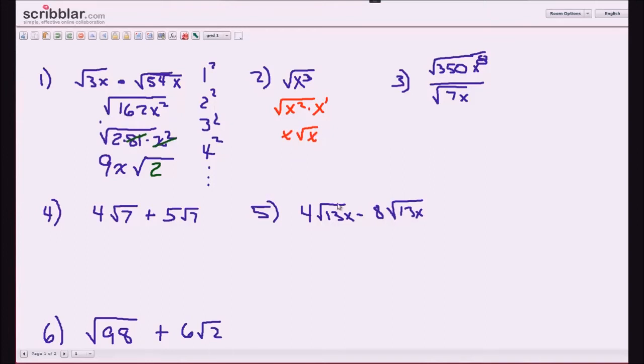Alright. Now the next one over here looks rather unique and pretty complicated, but it's not. So let's just go step by step here. Remember from the first example, I said that if you have multiplication and division, we can actually combine those radicals, combine those square roots. And so for this one, we can combine those. We can put them underneath one square root.